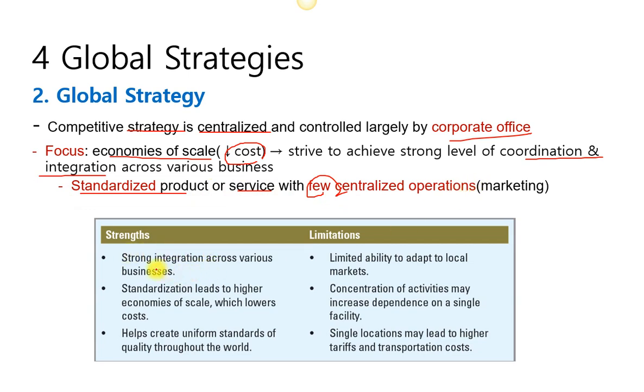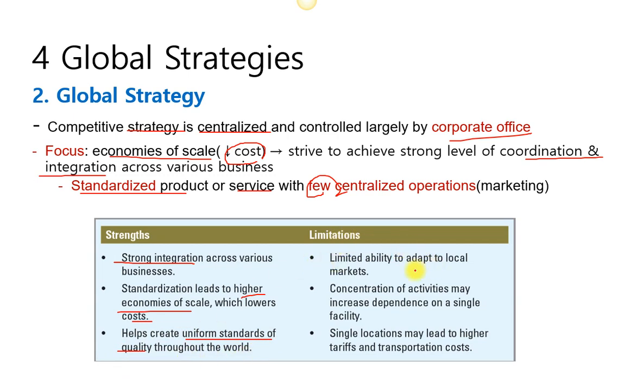So what's the strength? There's strong integration. If you look at Adidas or Nike, everywhere is exactly the same, right? Strong integration. Standardization leads to higher economies of scale and lowers the cost. Also, it creates uniform standards of quality. Yeah, the image is all the same. The quality is all the same throughout the world.